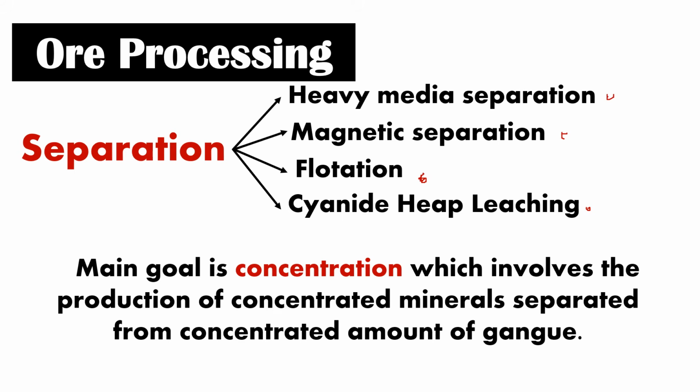Meron pang iba. One example is hand picking. Hand picking, ibig sabihin gumagamit sila mismo ng hand to separate the minerals from other minerals. Pero hindi na masyadong ginagamit yun kasi ngayon, kasi nga merong mga modern techniques na. So, the main goal of separation is concentration. So, we want to produce concentrated minerals separated from concentrated amount of gang.